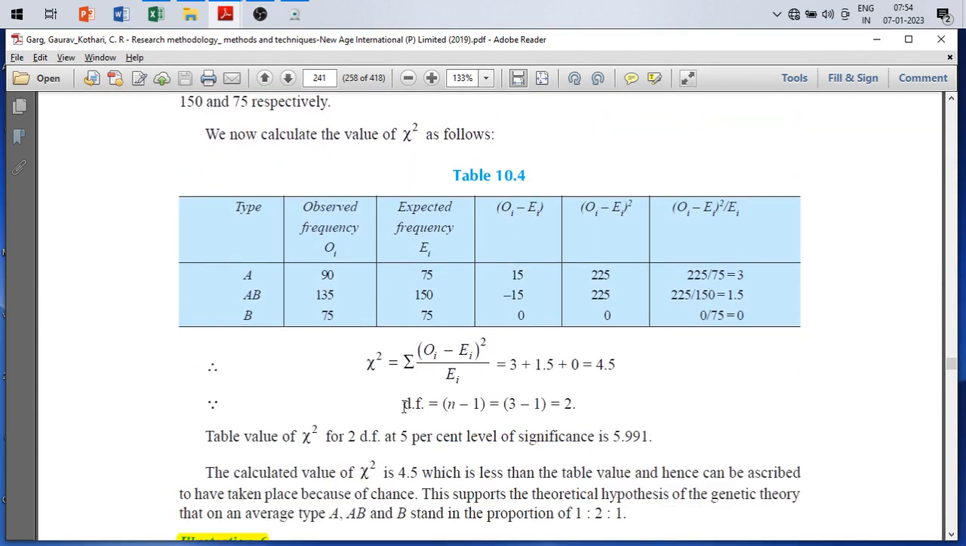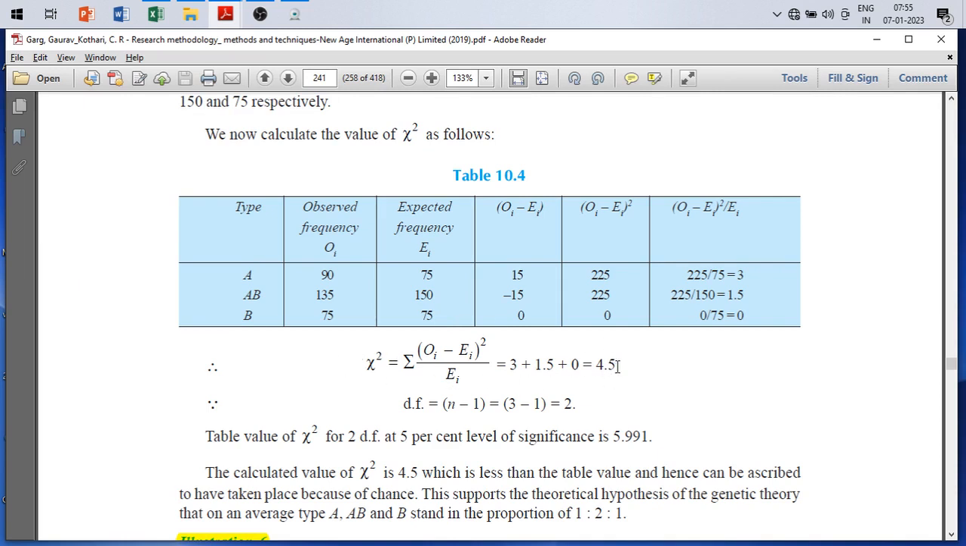And we can make a table like this. So we have type A, B, B. So these are the categories, three categories. Observed frequency, it is given. Expected frequency based on 1 is to 2 is to 1, that is given. Okay, so we can work out the chi-square statistic as previously.